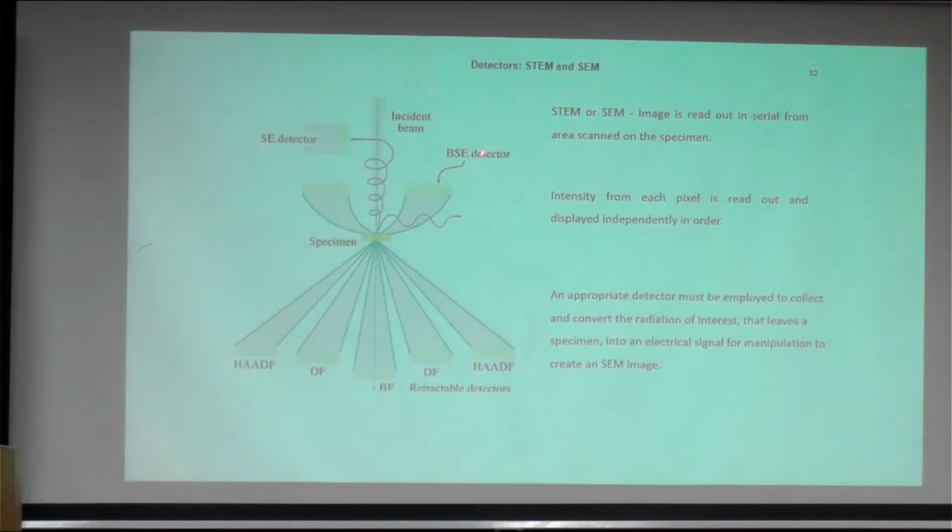There are some backscattered electron detectors which are located above the specimen, but there are not so many systems which have this. But you can use it, and the signal will be pretty much the same as in the case of a scanning electron microscope.